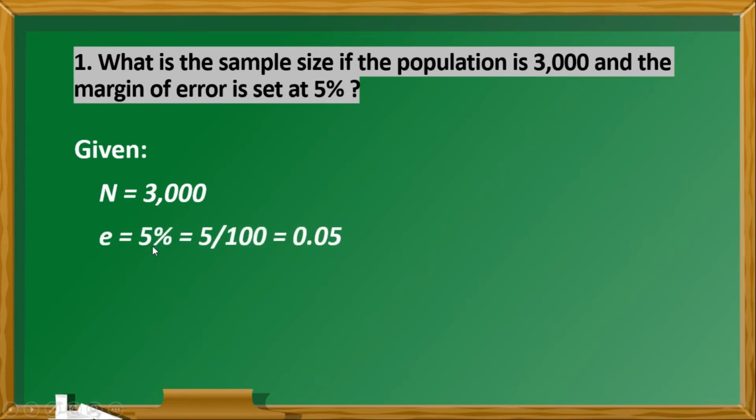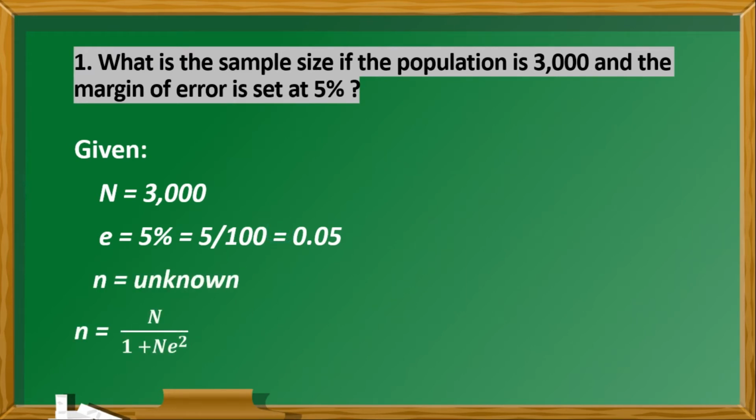Ayan, 5%. Ngayon, kailangan mo munang i-convert yung 5% into decimal number. So, i-divide mo lang yan sa 100. So, we have 5 divided by 100 is equal to 0.05. So, you can use your calculator para mas madali lang siya. Then, yung n, yung sample size, yun yung hahanapin natin.